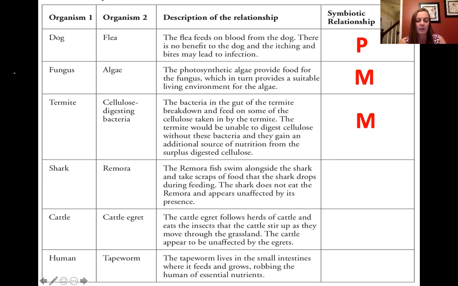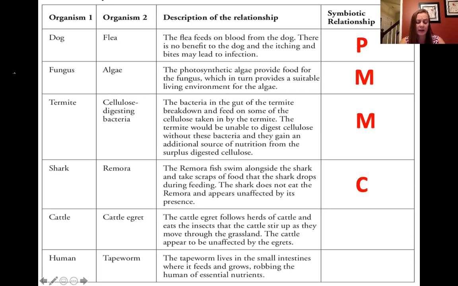When we talk about a shark and a remora, remora fish swim alongside a shark, even attach themselves to the shark and take scraps of food that the shark drops during feeding. The shark is not affected by the remora. It doesn't really even notice that they're there. So this is a benefit to the remora. It is neutral to the shark. So this is our first example of commensalism.